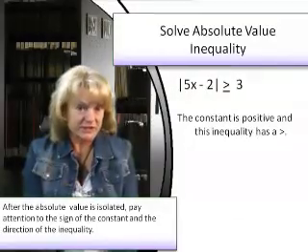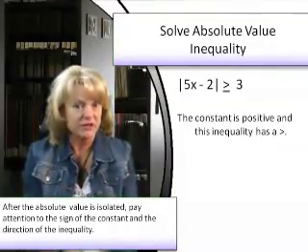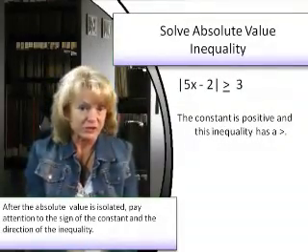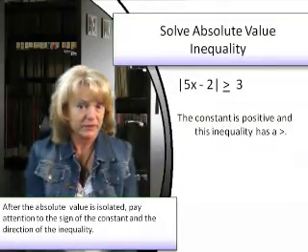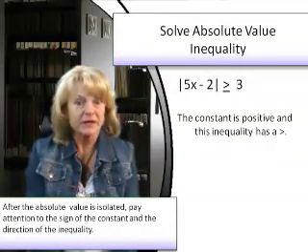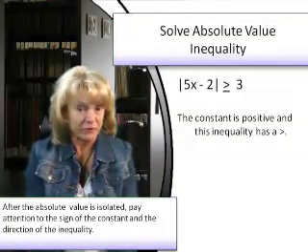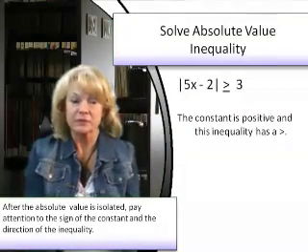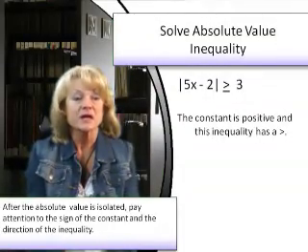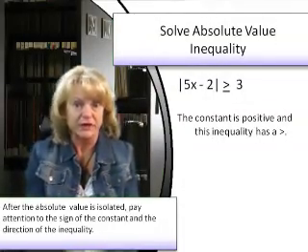The absolute value is isolated. There's a positive constant on the right. We're dealing with the case with the greater than. With this type, the inequality will go on forever, for our solution set, in the positive and the negative direction. Expect to solve two separate inequalities.